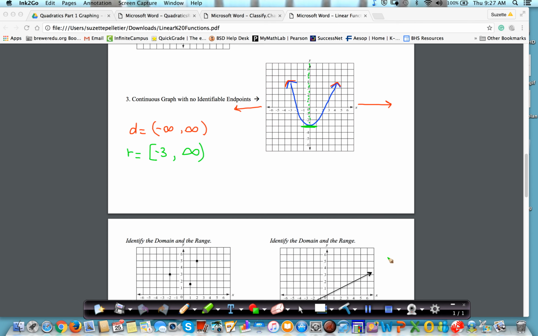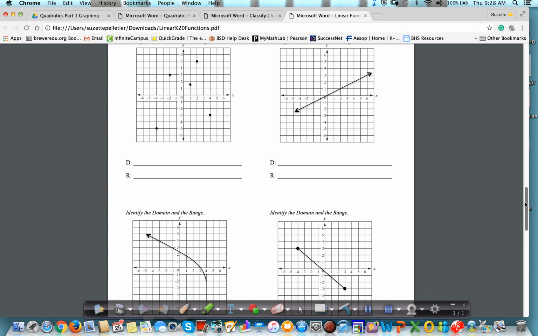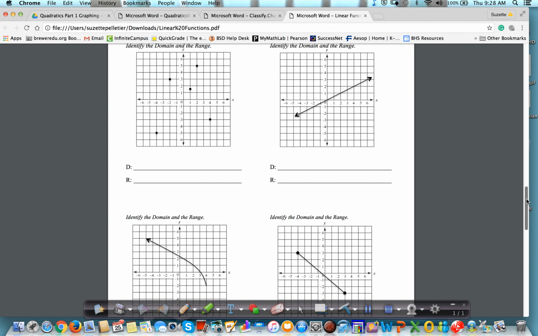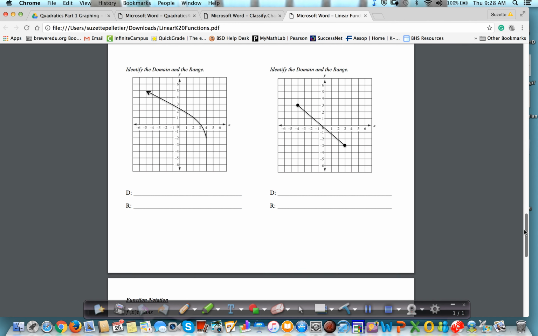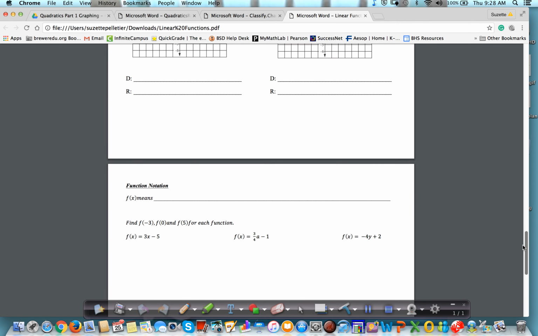Okay? So now what we're going to do is just look at a couple of examples and see if we can figure out what the domains and ranges are on the next page. I'm going to ask you to do those, so let me just clear this and scroll so you can see what I'm talking about. I want you to do those 4 examples, identify the domain and the range, and then we'll go over them when you come to class. Okay? The very last page, though, I do want you to scroll over to that guy.